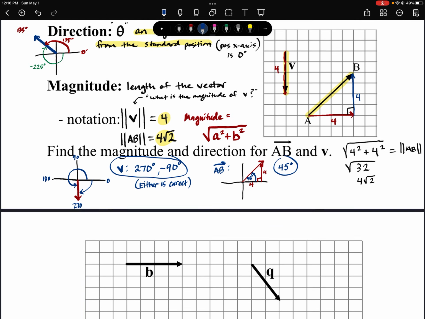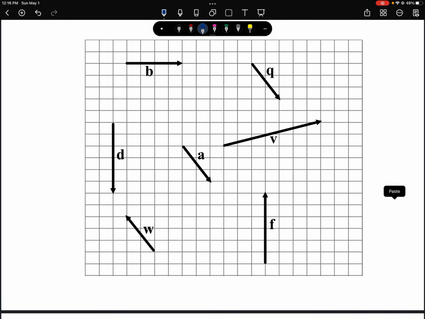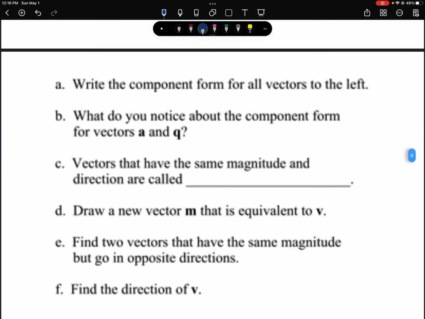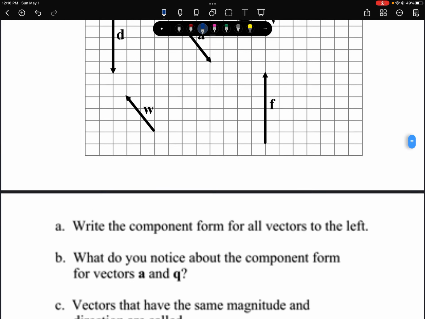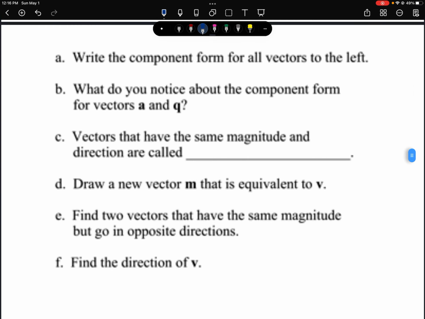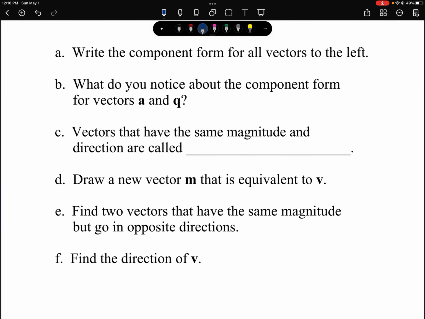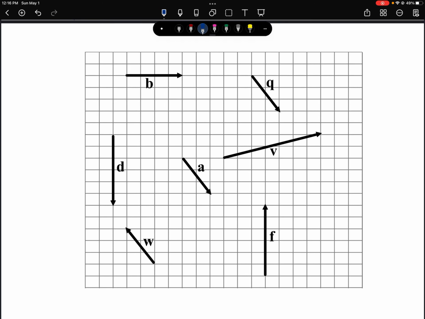If you have questions, please make sure you mark them down. Let me know. All right, the next few slides are just going to have us work on finding some information about some vectors. So we'll start with the fourth slide, which says write the component form for all vectors to the left. So you'll see we have about 7 vectors, and we're just going to write them all in component form.